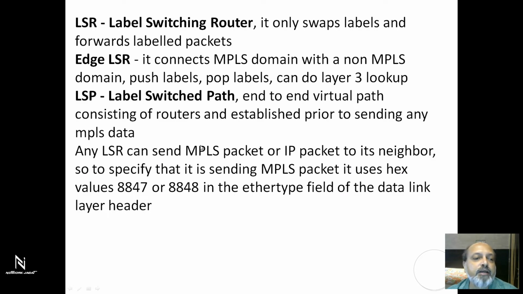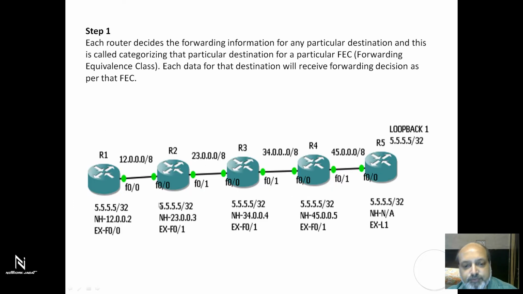Now back to this slide once again. Any LSR can send MPLS packet or IP packet to its neighbor. So to specify that it is sending MPLS packet, it uses hexadecimal values of 8847 or 8848 in the ether type field of the data link layer header. Although it sounds very difficult, it is a very, very simple concept.